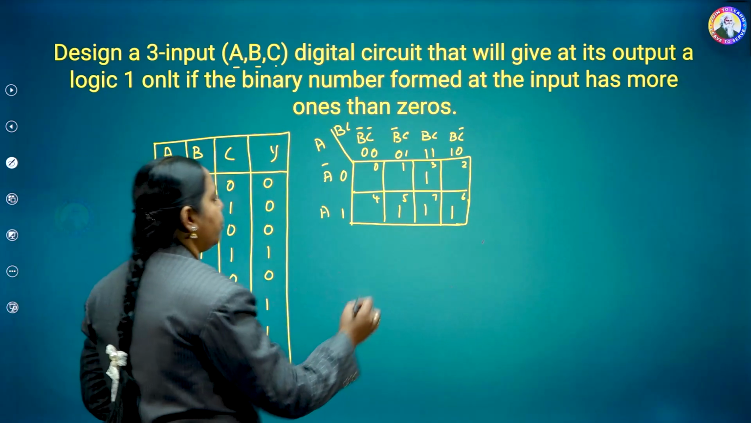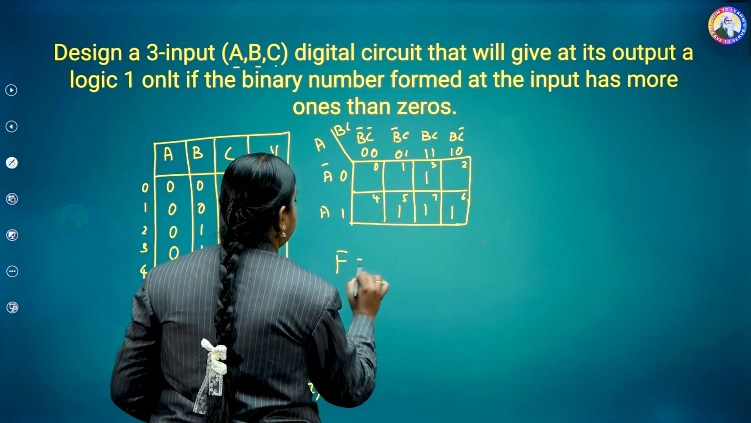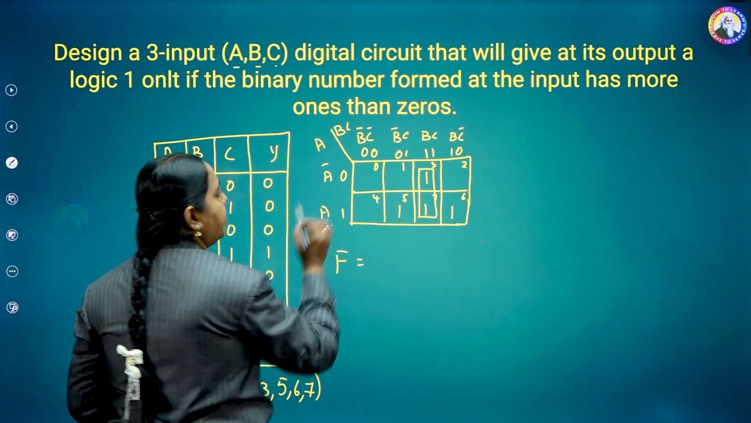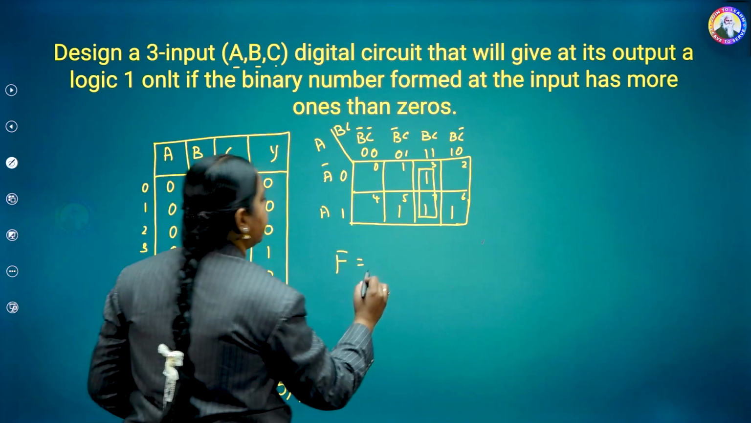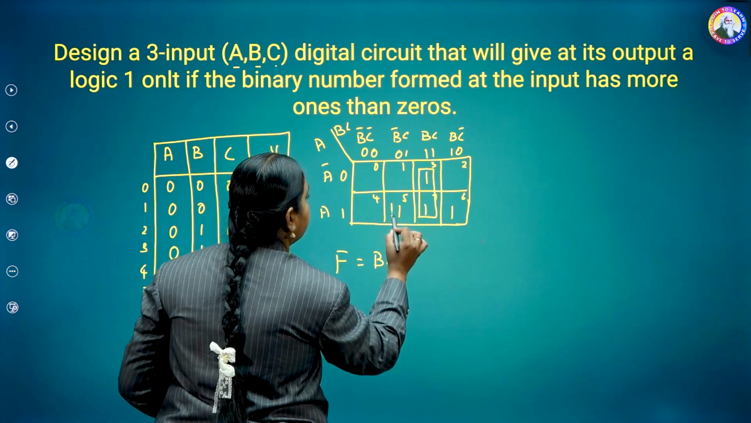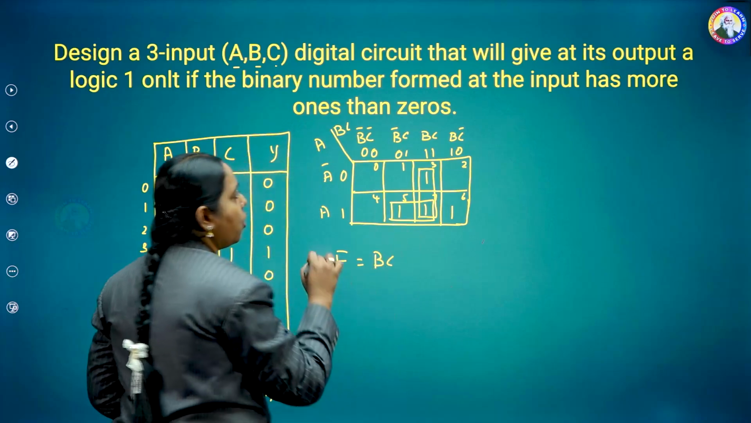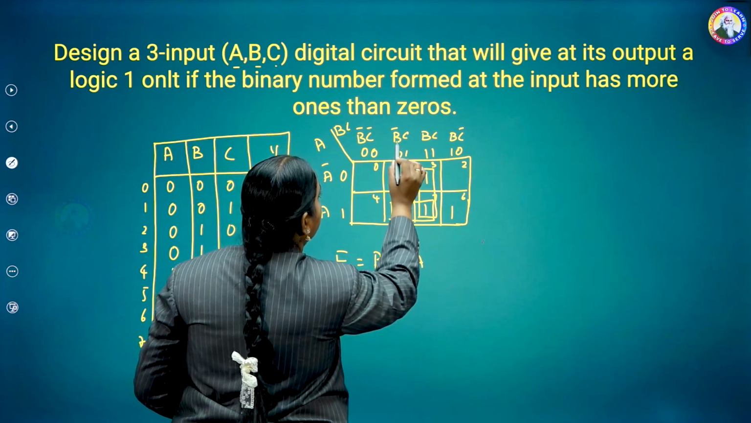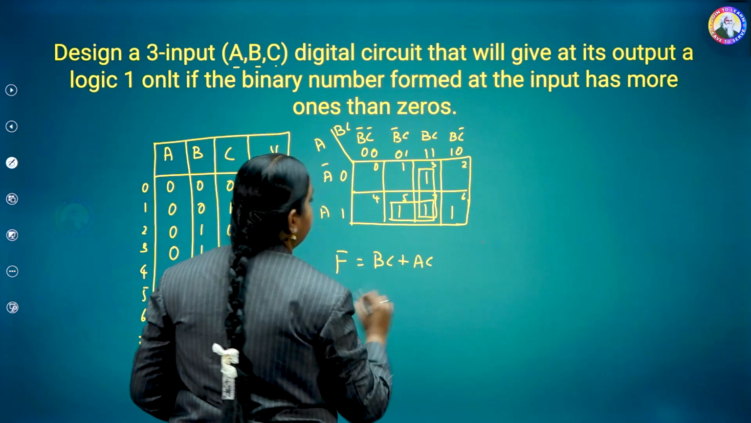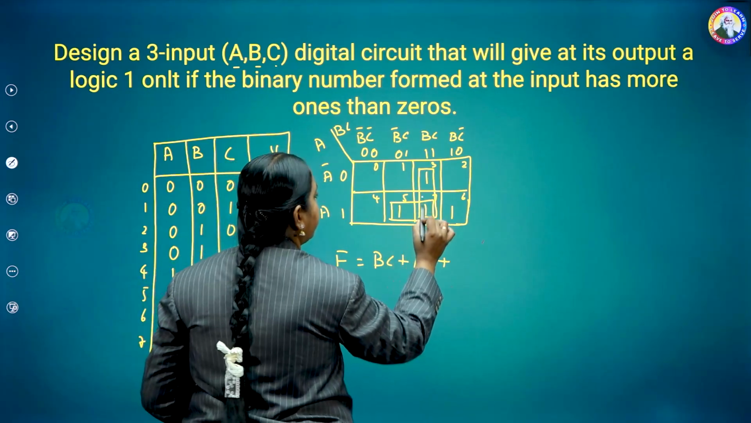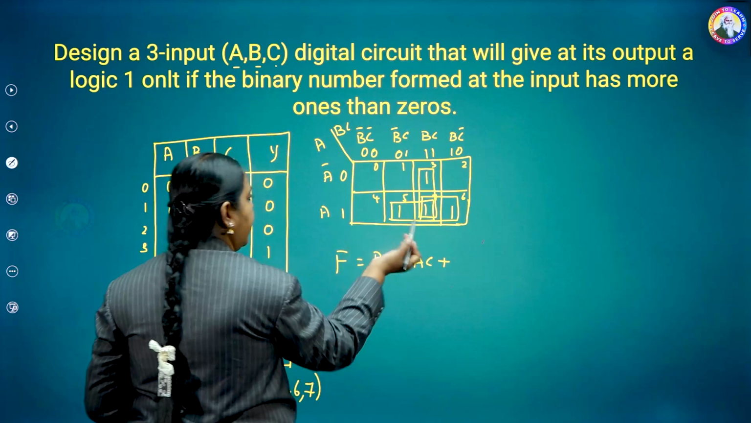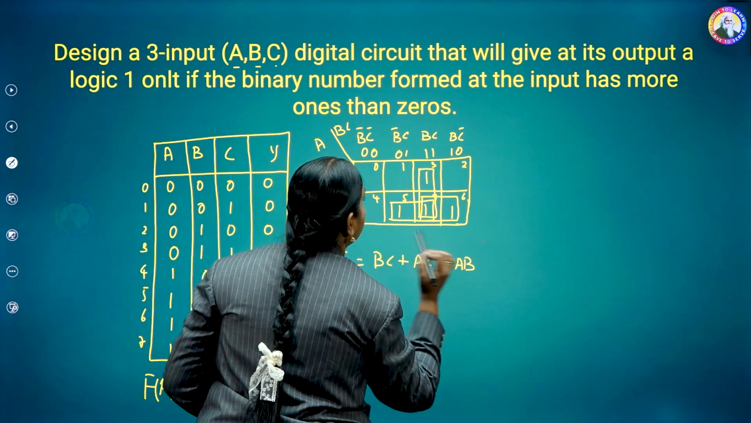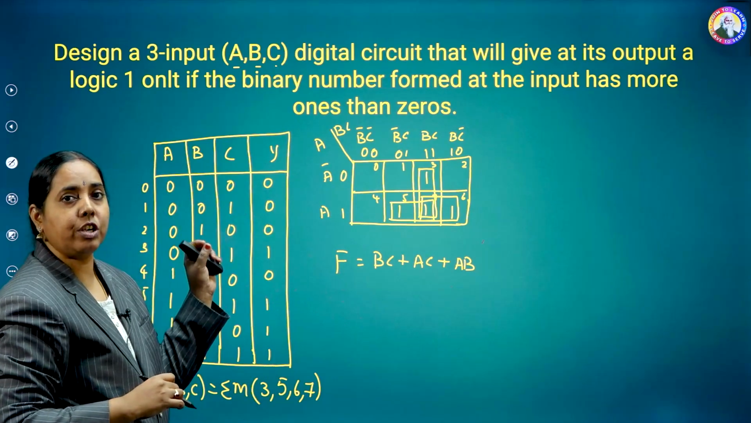Right. Now I need to do the grouping. So F is equal to, this is one grouping, a vertical grouping. Vertical grouping in the sense A bar will get cancelled. So BC. So this is one grouping. Then a horizontal grouping, so plus AC, as B bar is different. Then again these two, again a horizontal grouping, A B, as C bar is different. So AB.